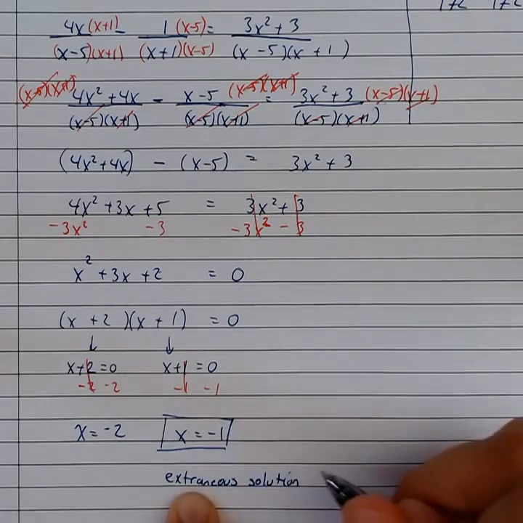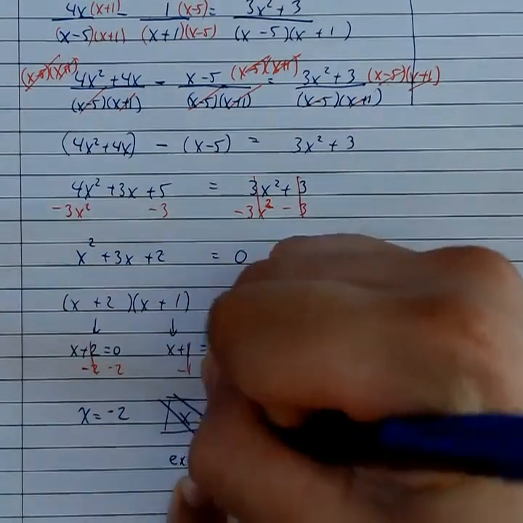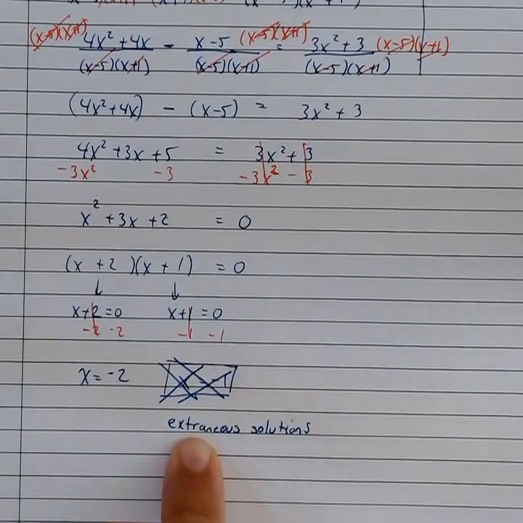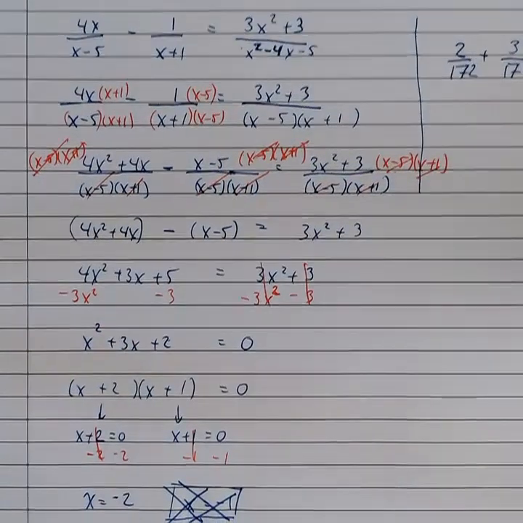These are called extraneous solutions. They're basically fake solutions. They look like they work, but they don't. So we throw these away. Anytime you have an extraneous solution, it's something that looks like it's valid, but when you check it, it turns out that it gives you some kind of nonsense.